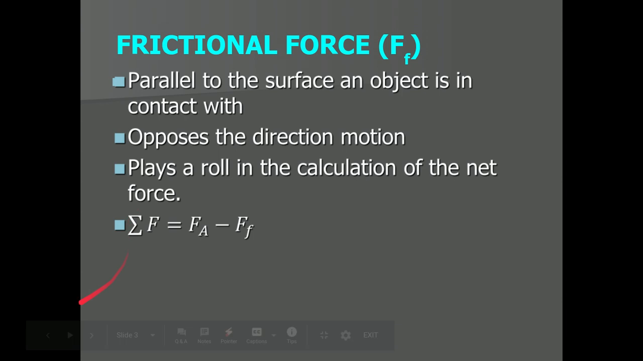So anyway, the sum of the forces, this is sigma, which means the sum or total of them. You take the applied force plus the negative of the frictional force. Applied force is opposite of that, so you're adding the opposite value. I don't know if there are any questions about that.